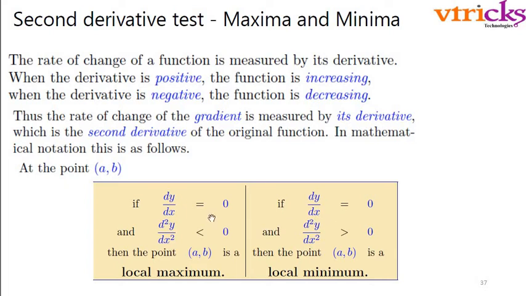Now to check whether x equal to -2 is a maximum or a minimum, we find the second derivative. So we find the second derivative at the point x equal to -2. Now if the second derivative is less than 0, the point is a local maximum. And if the second derivative, evaluated at the particular point, that is x equal to 1, is greater than 0, then we say that the point is a local minimum.